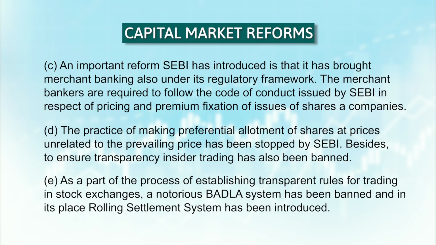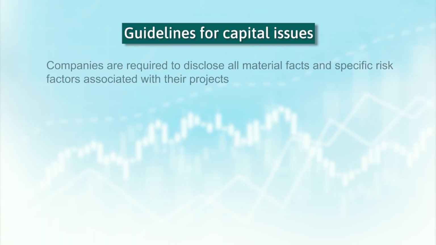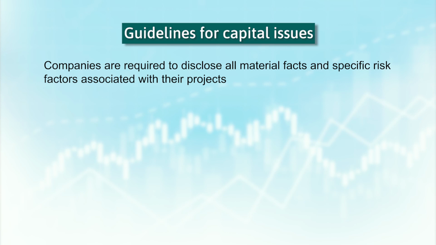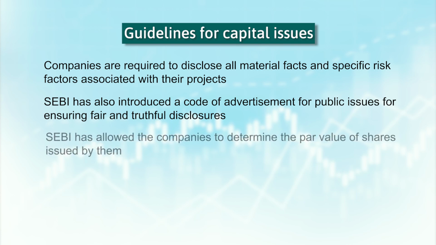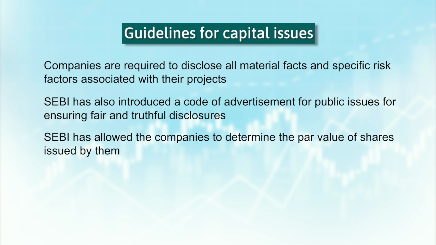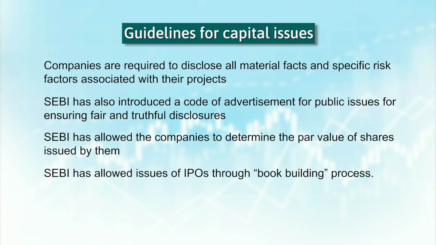So if I try to look at the various guidelines for capital issues in the primary market that SEBI had introduced, we can say that the companies were required to disclose all material facts and specific risk factors associated with their projects. SEBI also introduced a code of advertisement for public issues for ensuring fair and truthful disclosures. SEBI has allowed the companies to determine the par value of shares that were issued by them. SEBI had allowed the issue of IPOs through the book building process.